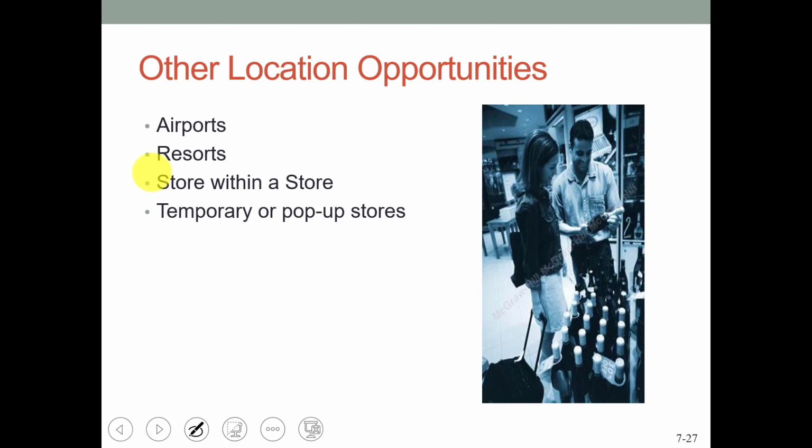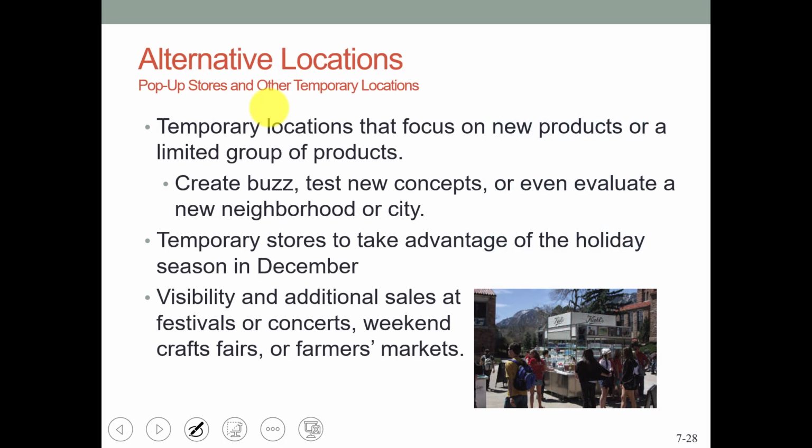Interestingly, when we talk about locations, there are so many types of locations, but the ones which are more profitable are the other types of locations. And in the other types of locations, the most expensive one, but the one which is ranked high, is the airport. We will discuss that. Then we have resorts, then we have store within the store, and then we have temporary or pop-up stores. So these are called alternative locations or other locations, right? Pop-up stores or other temporary locations.